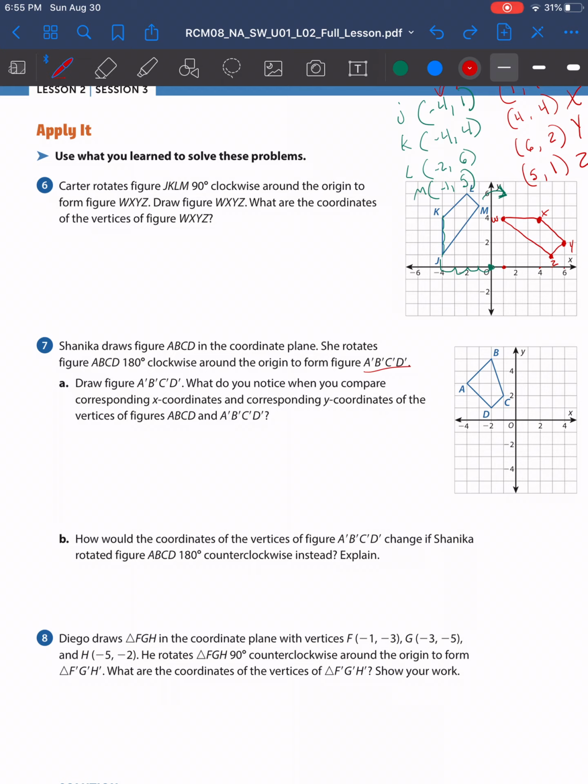I'm going to just write down the coordinates real quick and see if I can see a pattern, okay? A, B, C, D. Coordinate A is -4, up 3. B is -2, up 5. C is -1, up 2. And D is -2, up 1.